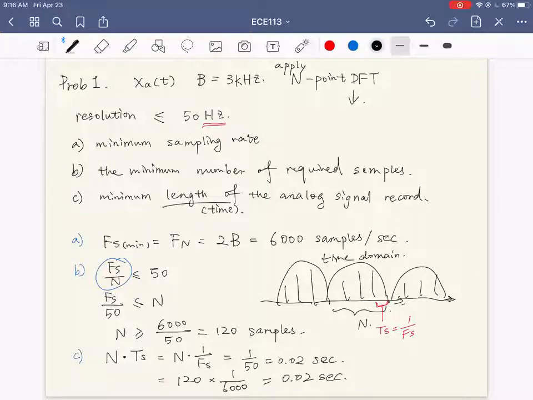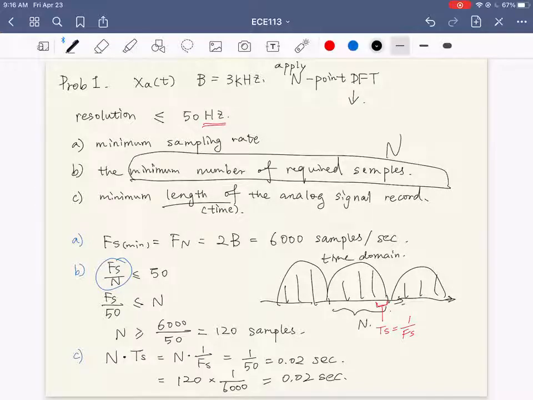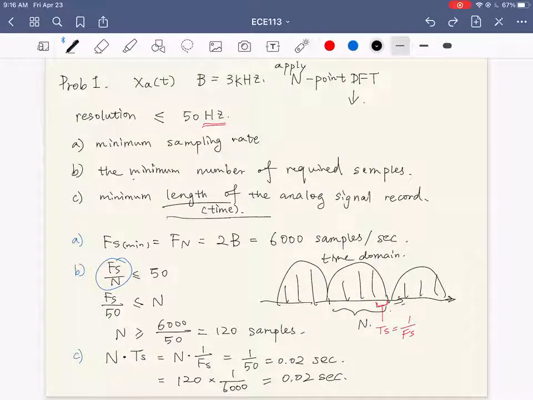So yes, we say it is a minimum length because we can increase the n, right? To reach the resolution, we can make n much bigger, and in this case, the nts will also become much longer. But here, we want to have the minimum number of required samples, which is minimum n, to reach this resolution. And correspondingly, the length of the signal record required will also be its minimum. So that is the logic of this problem.